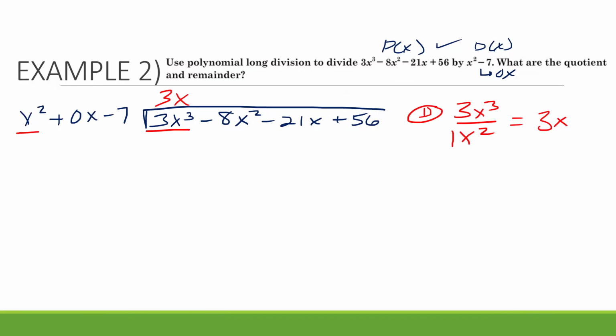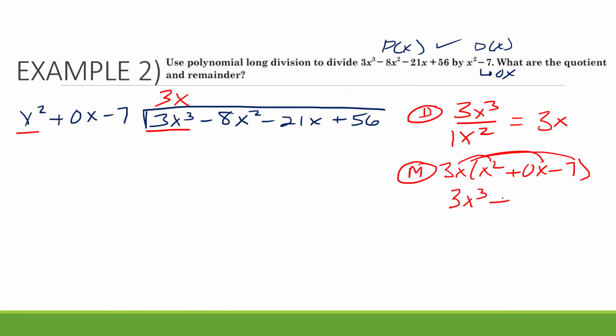After we divide, we're on our M. We're going to multiply our quotient times our divisor. So we have 3x times x squared plus 0x minus 7. Again, if you can do it mentally, do it mentally. If not, write it out. So we're going to distribute. And we get 3x cubed plus 0x squared minus 7x.